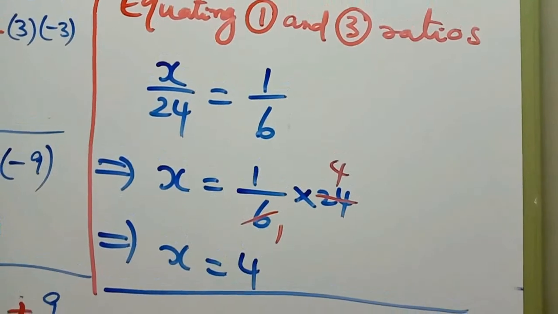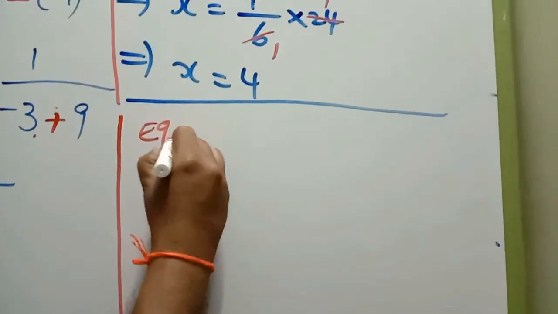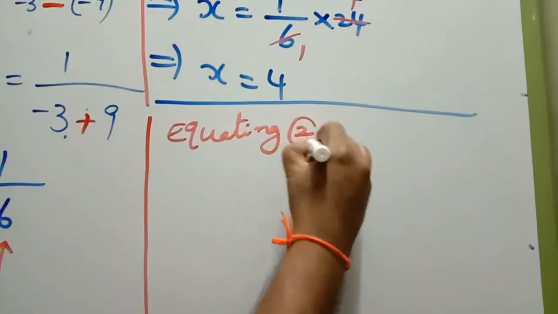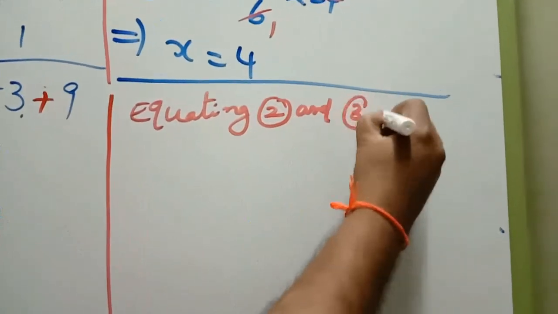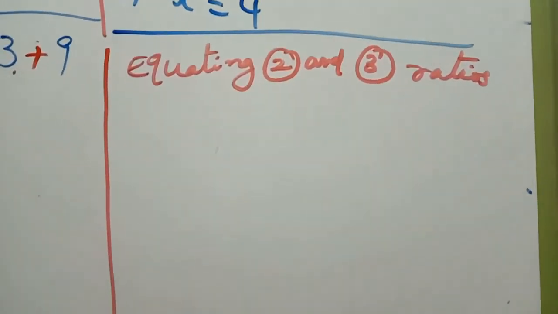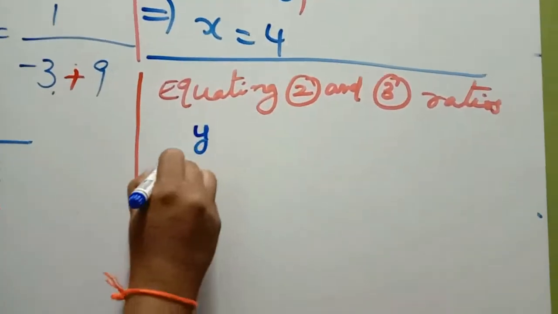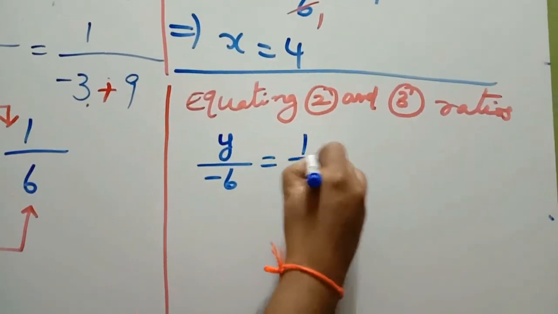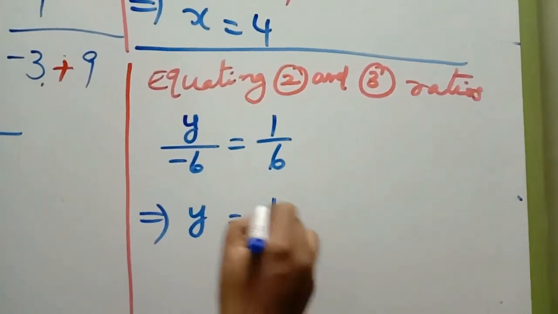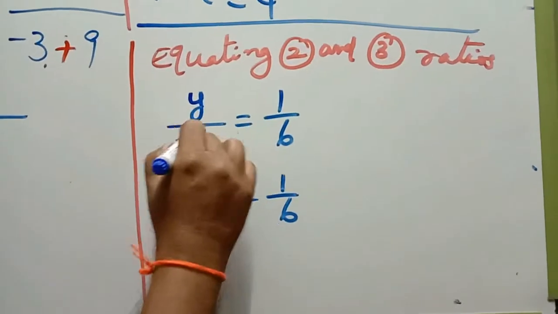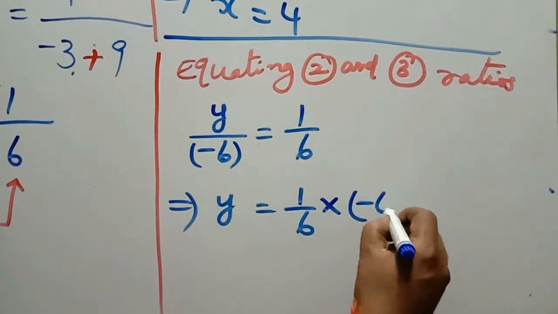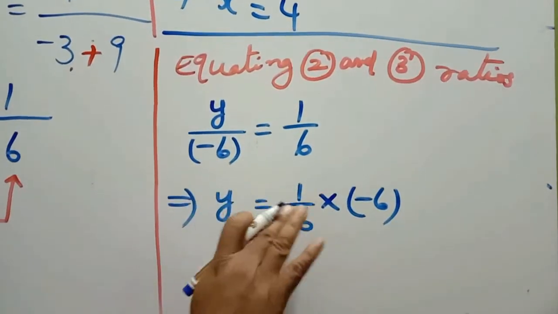Now equating second and third ratios. What is the second ratio? Y by minus 6 is equal to 1 by 6. That implies y is equal to 1 by 6. The divided by symbol, y divided by minus 6, will be transposed to the other side into minus 6. Here the divided by symbol is that, that's why again into minus 6.